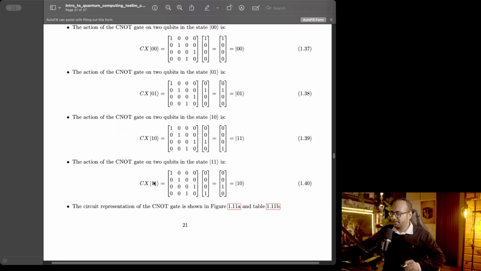Similarly, you can do the same with ket 1, 1. So both qubits are initialized into kets of 1s. And then you can see that you can flip the second. Instead of being in 1, it will turn out to be in 0.